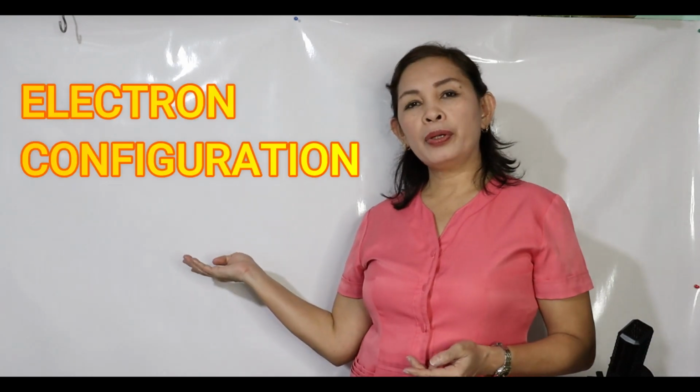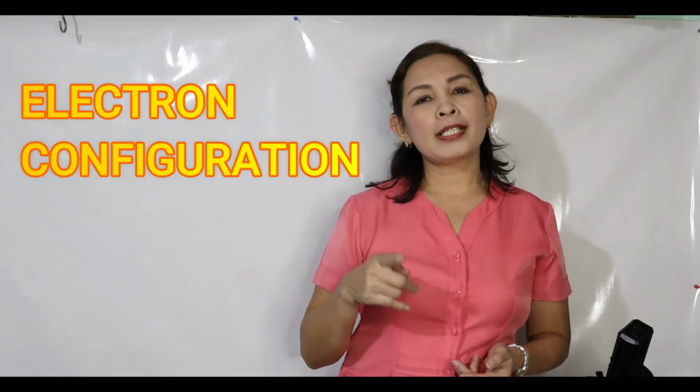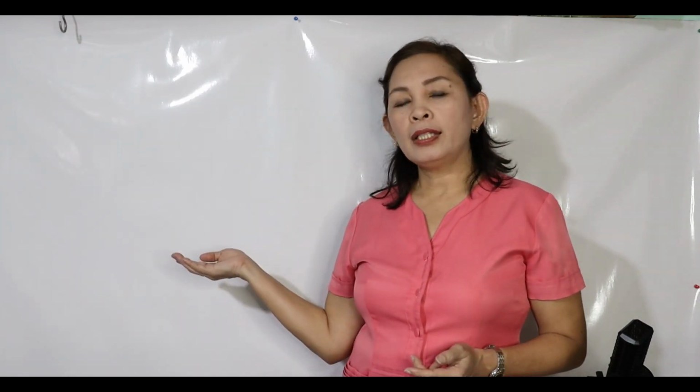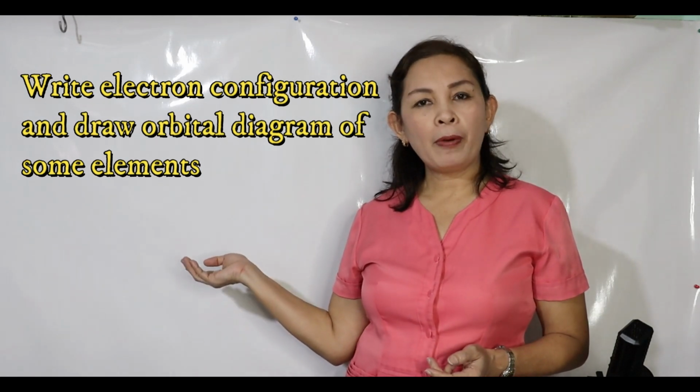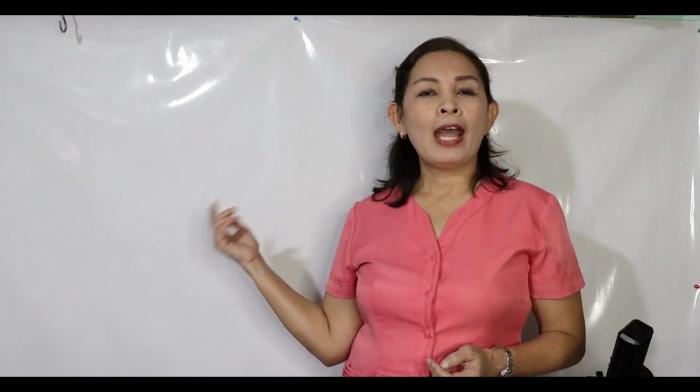In this video episode, we will discuss electron configuration. You are expected that at the end of this video, you must be able to write electron configuration and draw an orbital diagram of some elements. And before we proceed, let us have first a short review regarding Niels Bohr model of an atom.